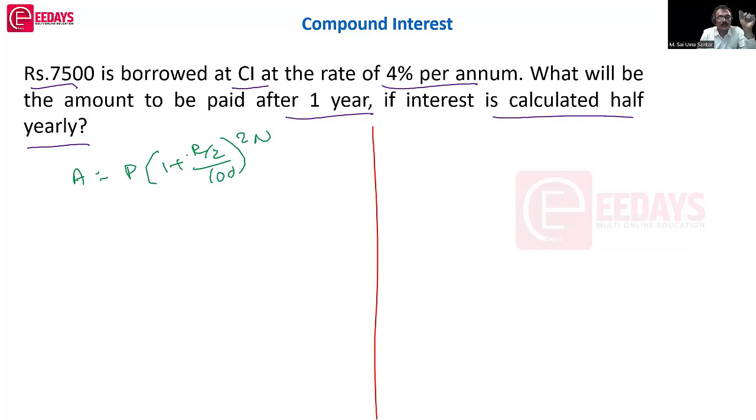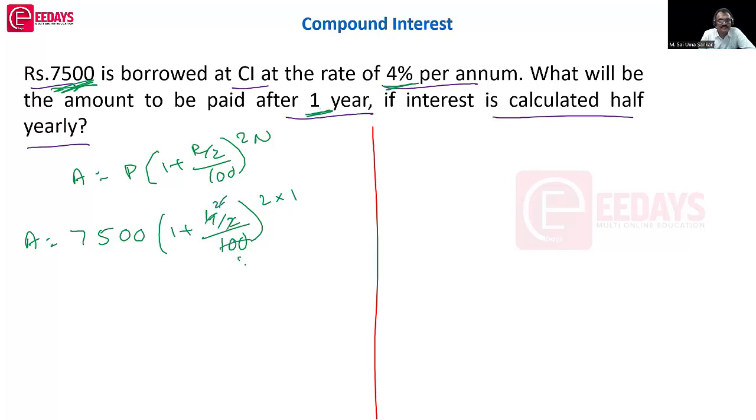Right? Here, what is the principal? That is equal to 7,500. What is the rate of interest? 4%. What is the time span? That is equal to 1 year. Okay. Here, A is equal to 7,500 into 1 plus, what is the rate of interest, 4 by 2 by 100, to the power of 2 into 1. 2n, right? n equal to 1 year. So this is equal to 2, and this is equal to 50.